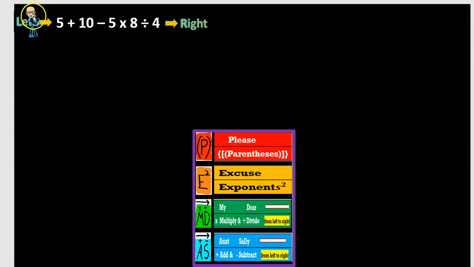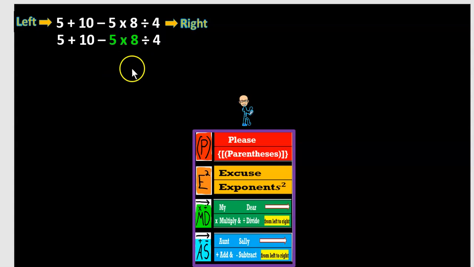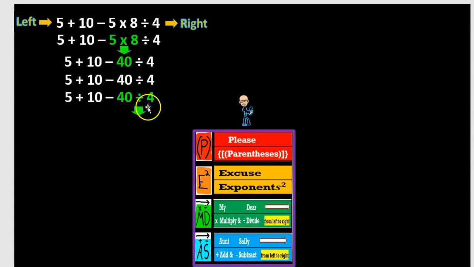Okay, so in this case, let's see. Do we have parentheses? No parentheses. Oh, I guess I can't do this problem. Yeah, you can. You just move on to the next step. No parentheses. Let's see if there's any exponents. No exponents. Okay, now let's go to My Dear or Dear My. We have multiplying. Now, to be honest with you, this is just the ending steps of what we just did. I'm just going to roll with this here to take you to the important point.